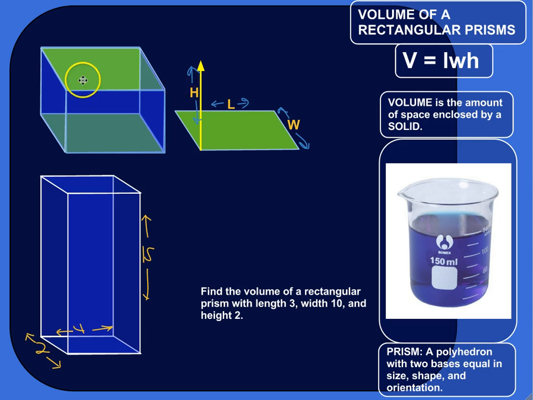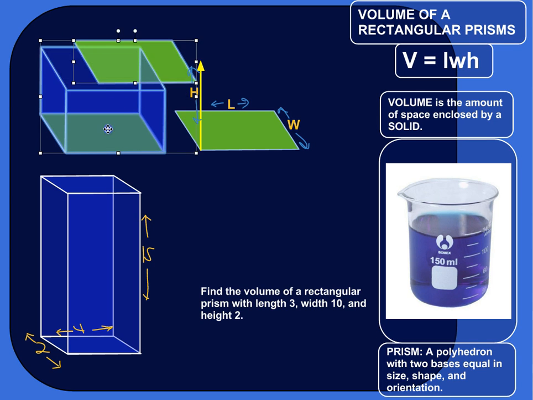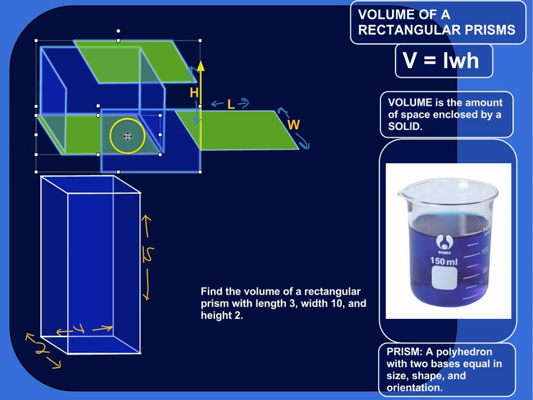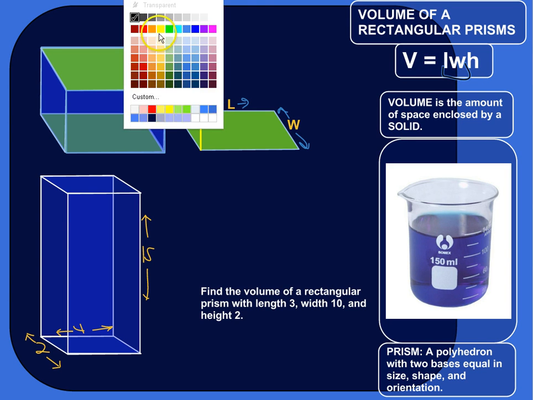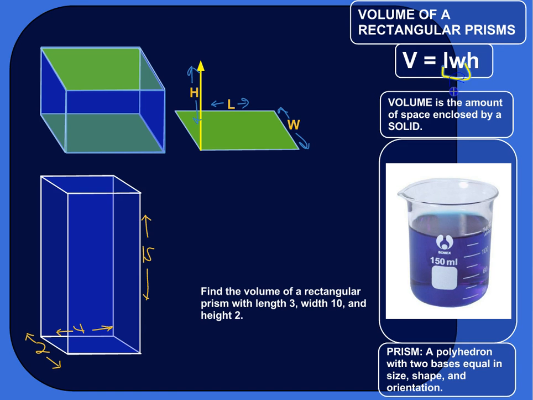The distance between the two bases, between this base and this base, is called the height of the prism. So the volume enclosed by a rectangular prism is the area of the base, and the base is a rectangle, so the area is length times width, times the height of the prism. You could just call this B, which is just the area of the base. Since the base is a rectangle, the area is length times width. You call this B times height if you want, or length times width times height, same thing.